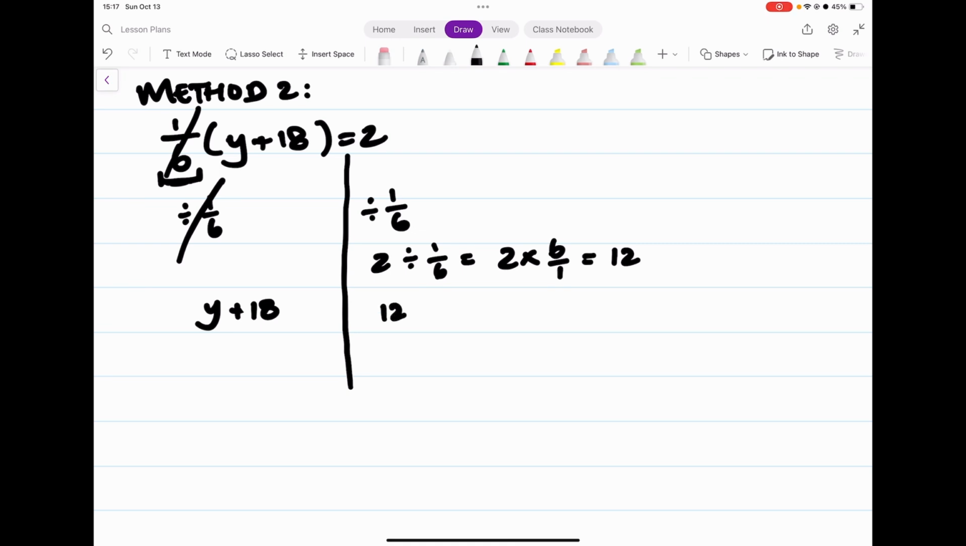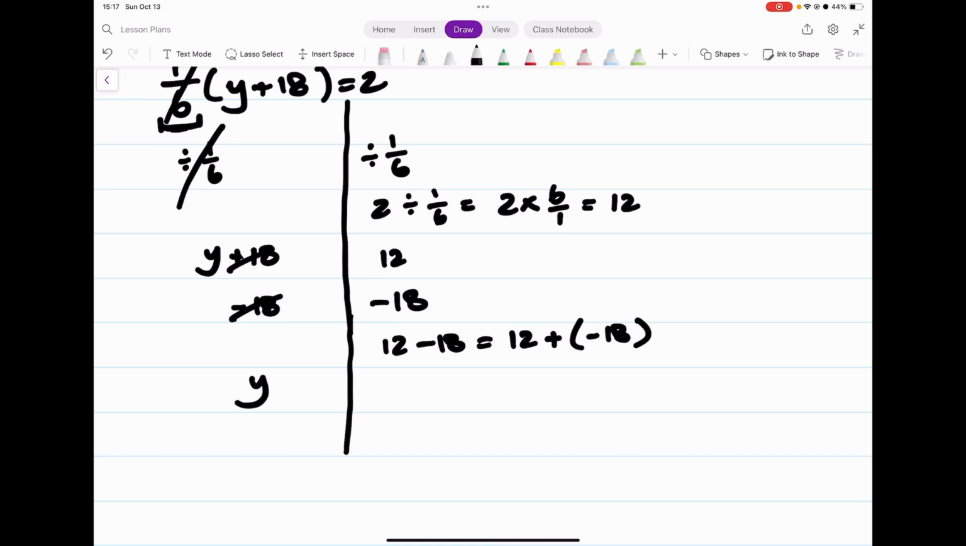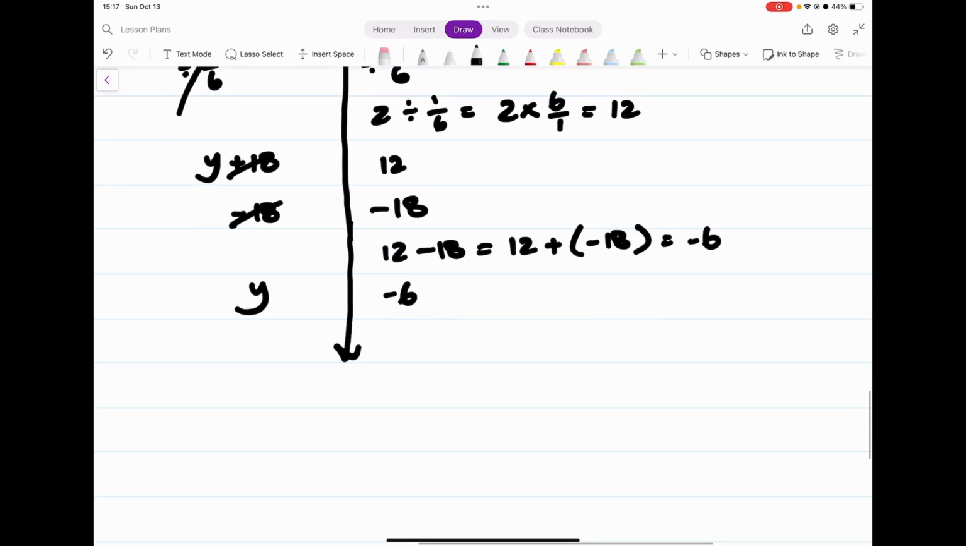All right. Then I will subtract 18 to do the opposite on both sides, and then I can cross that off. I'm left with the y on one side, and then 12 minus 18 is equal to 12 plus negative 18. Now they're opposite signs, so they fight each other. I'm left with 6, and it's a negative 6 because the negative side wins. Nothing else I can do there. So y equals negative 6.